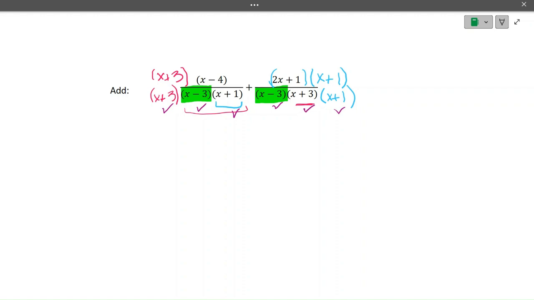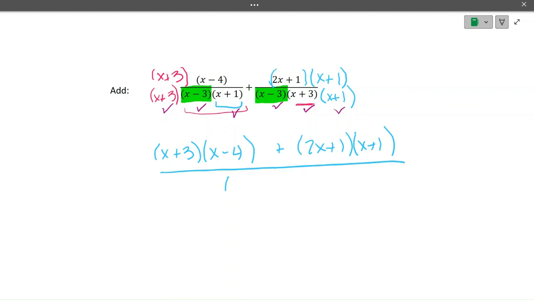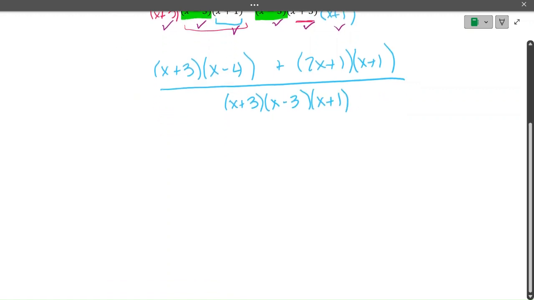So if I rewrite this, I'm going to have x plus 3 in the numerator times x minus 4. I'm going to have 2x plus 1 in the numerator in this term and x plus 1. Now, because our denominators are the same, I could write this as a single denominator of x plus 3 times x minus 3 times x plus 1. But we're not done because we still have that plus sign in the numerator, and we also have multiplication of binomials as well. So we are going to go ahead and FOIL this.